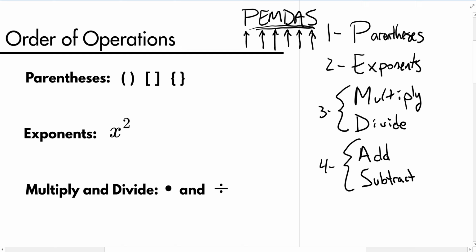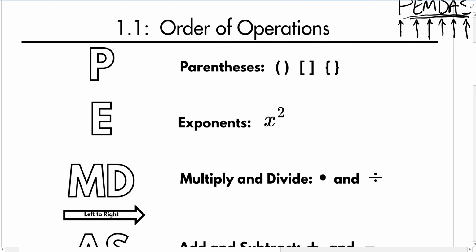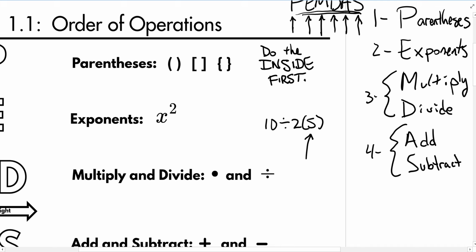And so with the parentheses, what you need to remember with parentheses is that we do the inside first. If there's no operation, let's change this to 10 divided by 2 times parentheses 5. In this case, there's nothing inside the parentheses, just the number 5. There's no operation, so you just skip that step.